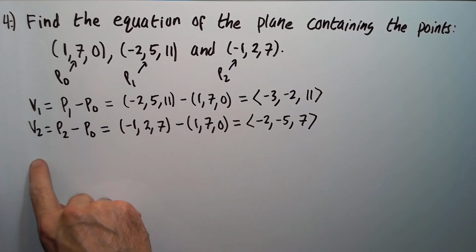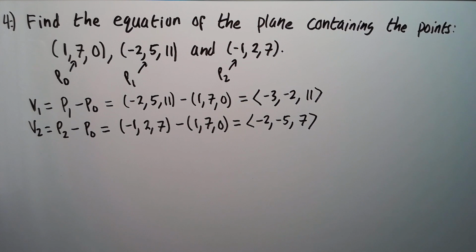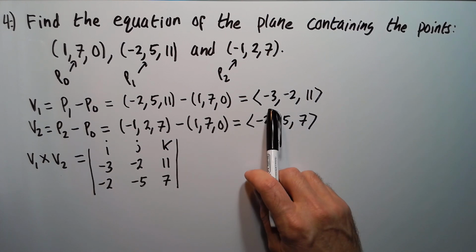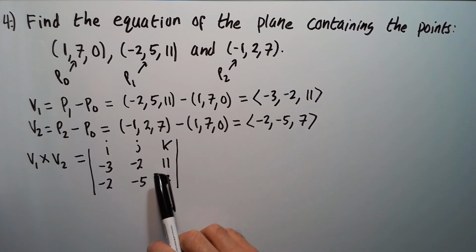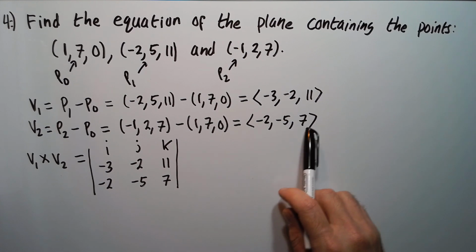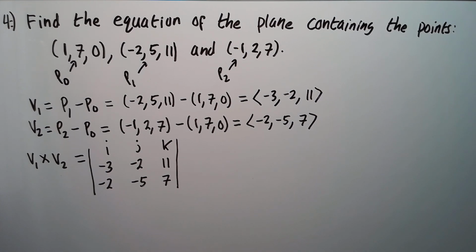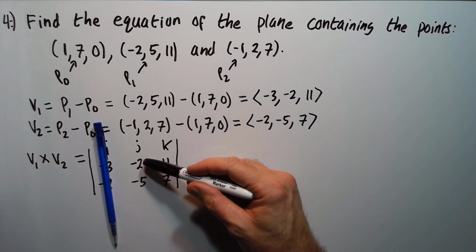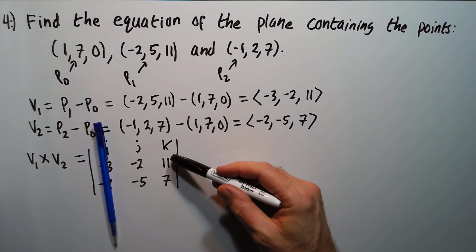Let me write that here. Okay, so here's my V1 cross V2. So I've got my i, j, k, then my V1 vector, which is (-3, -2, 11). Then my V2 vector, (-2, -5, 7). So let's do the i component first. I cover the i column. So it'd be -2 times 7 minus 11 times -5.